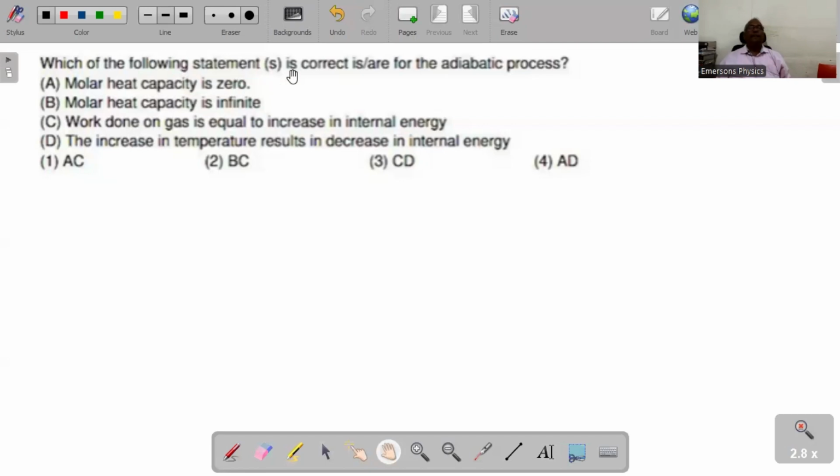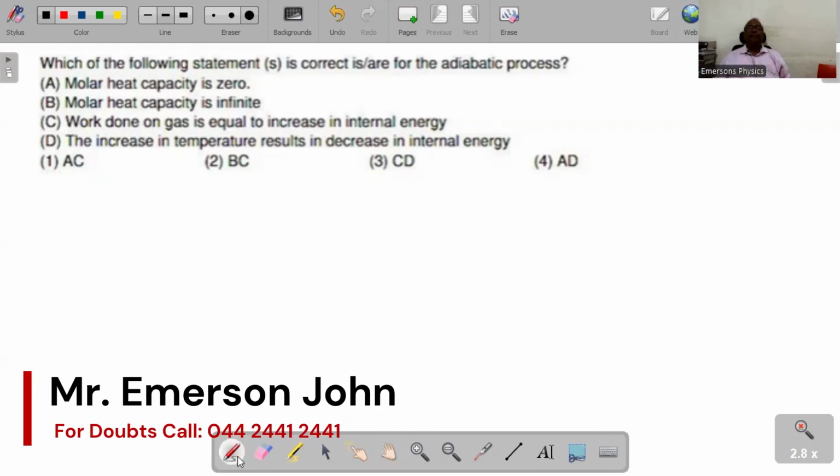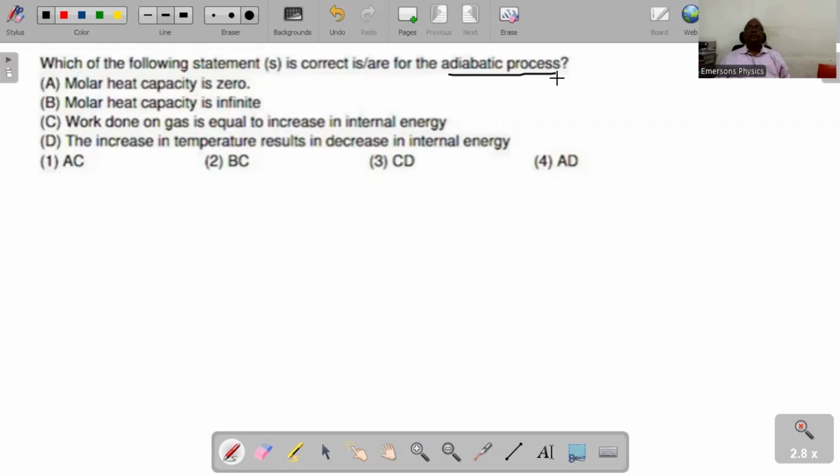Which of the following statements is correct for an adiabatic process? We know that for an adiabatic process, molar heat capacity is 0. Why is molar heat capacity 0? Because heat energy won't be given to the system or taken out from the system. So Q itself is 0. That's why A is correct.